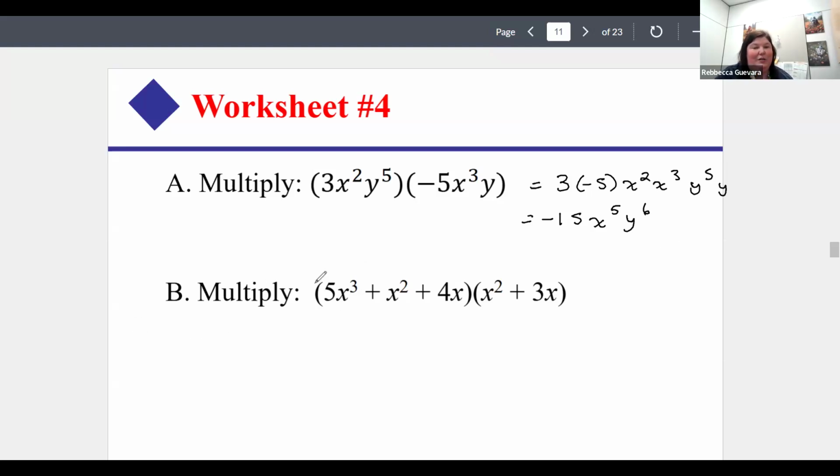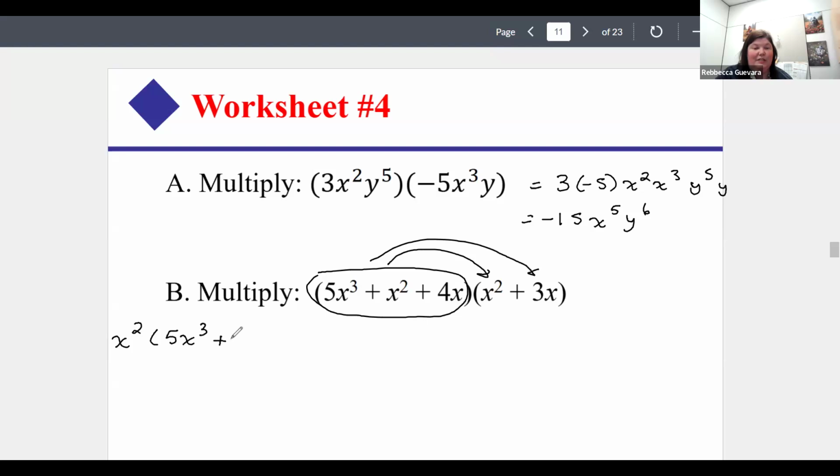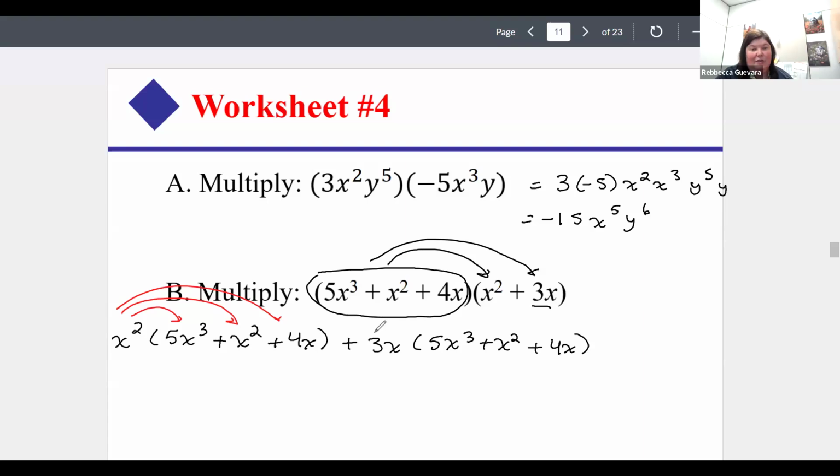Now B is going to be a bunch of extra work. So I'm going to take this whole thing here and distribute it across. So once I do that, I get x squared times 5x cubed plus x squared plus 4x. Then I have plus 3x times 5x cubed plus x squared plus 4x. Now the next fun part is I'm going to distribute this x squared across to everything. And then 3x gets distributed across everything here.